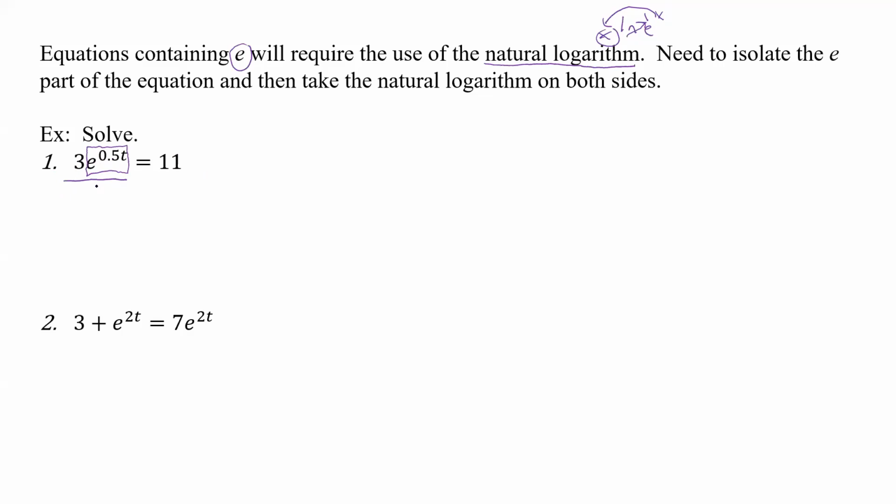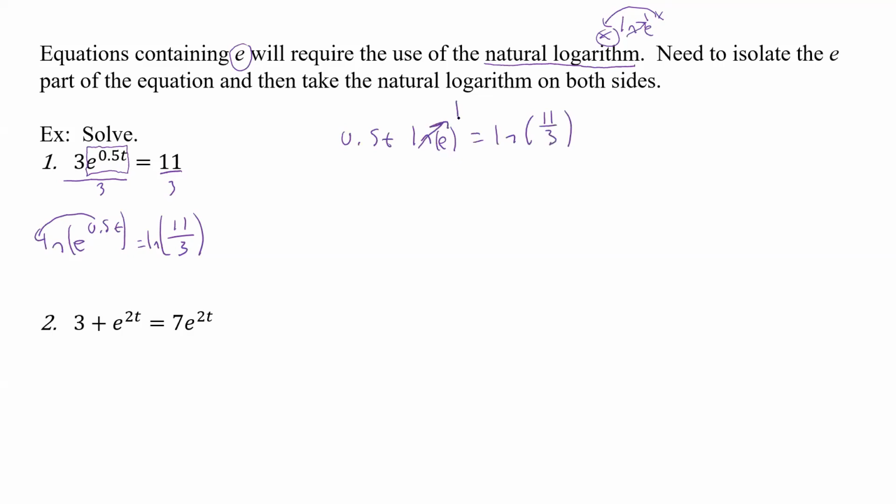Well, we divide by 3. And so that gives us e to the 0.5t equals 11 over 3. And I'm just going to leave it as the fraction 11 over 3. All right, now we know if we take the natural log of this side, we can bring down that exponent and basically simplify. So I'm going to take the ln of that side, and I'm going to take the ln of that side. Again, using the power rule, that gives me 0.5t ln of e, and that equals ln of 11 over 3. Now, ln of e is just 1, so now I have 0.5t is equal to that.